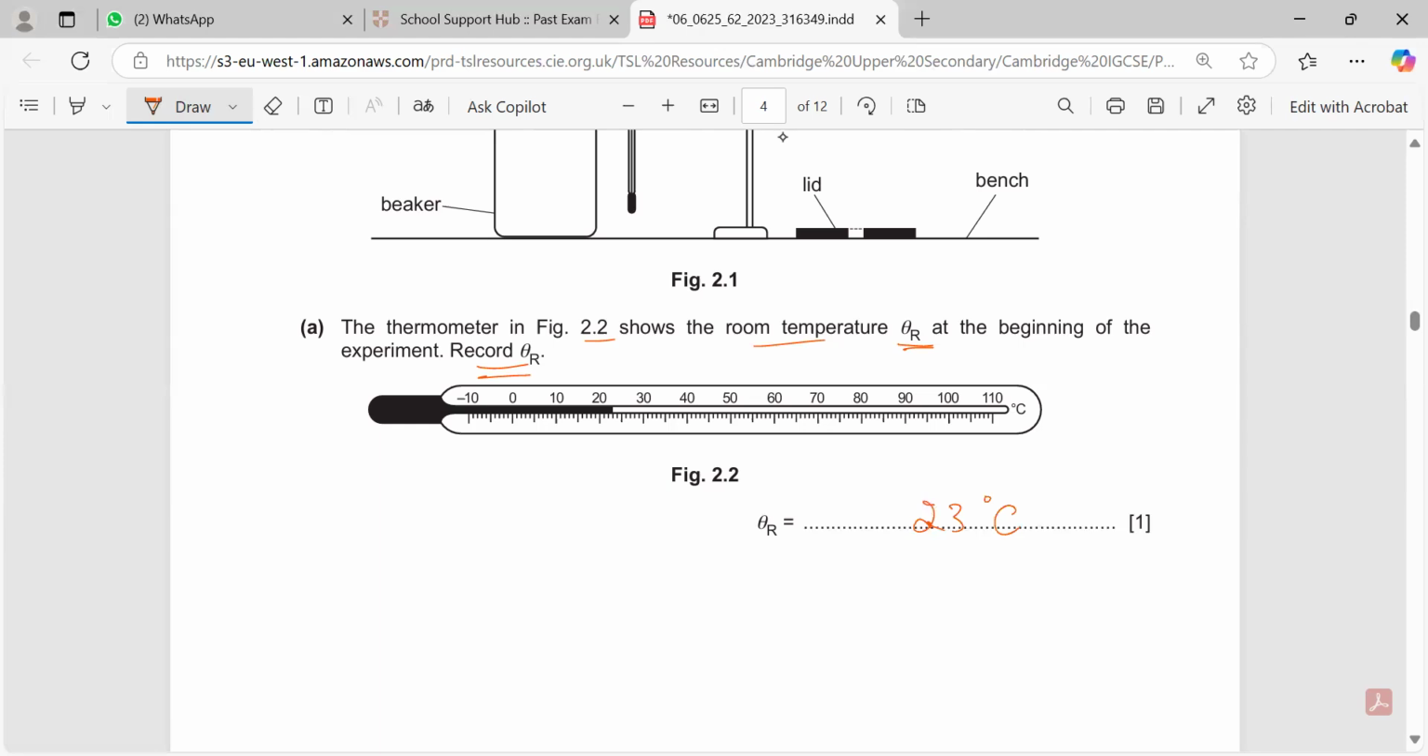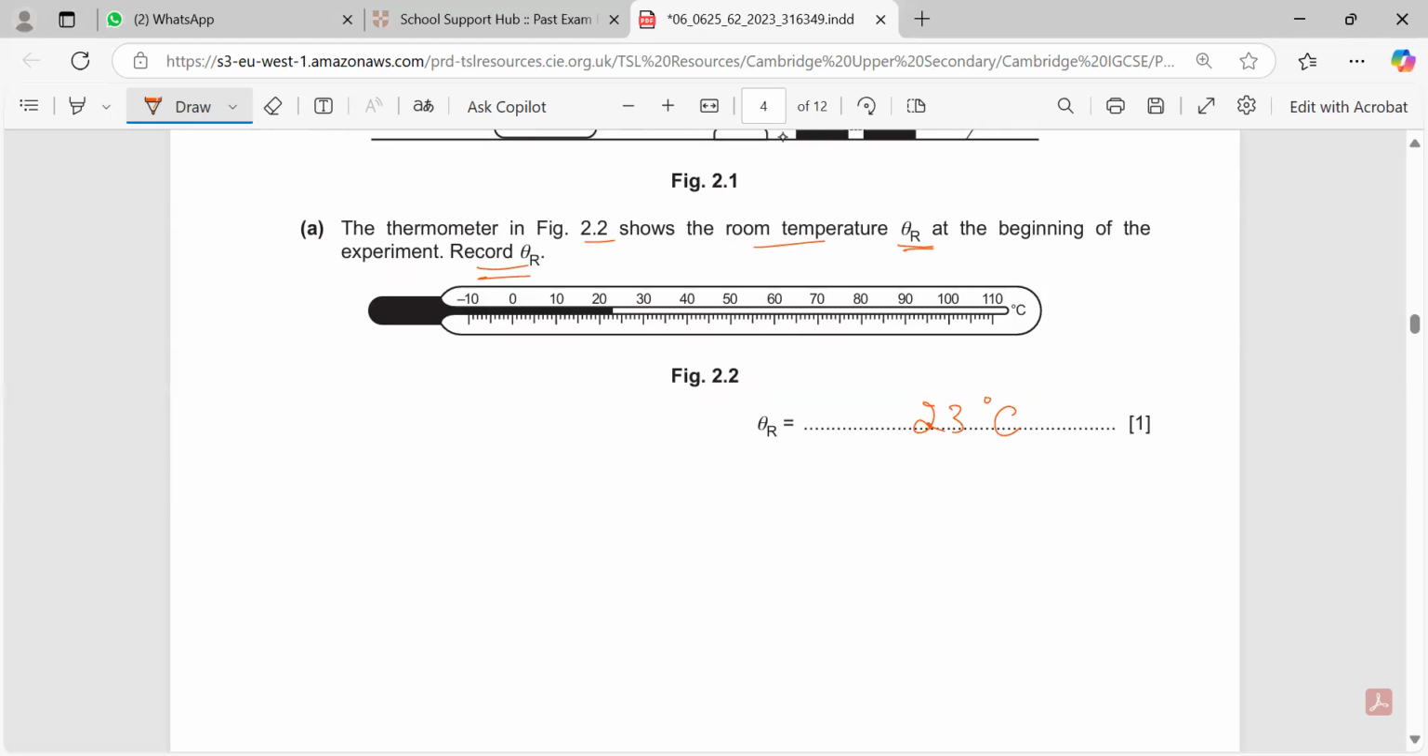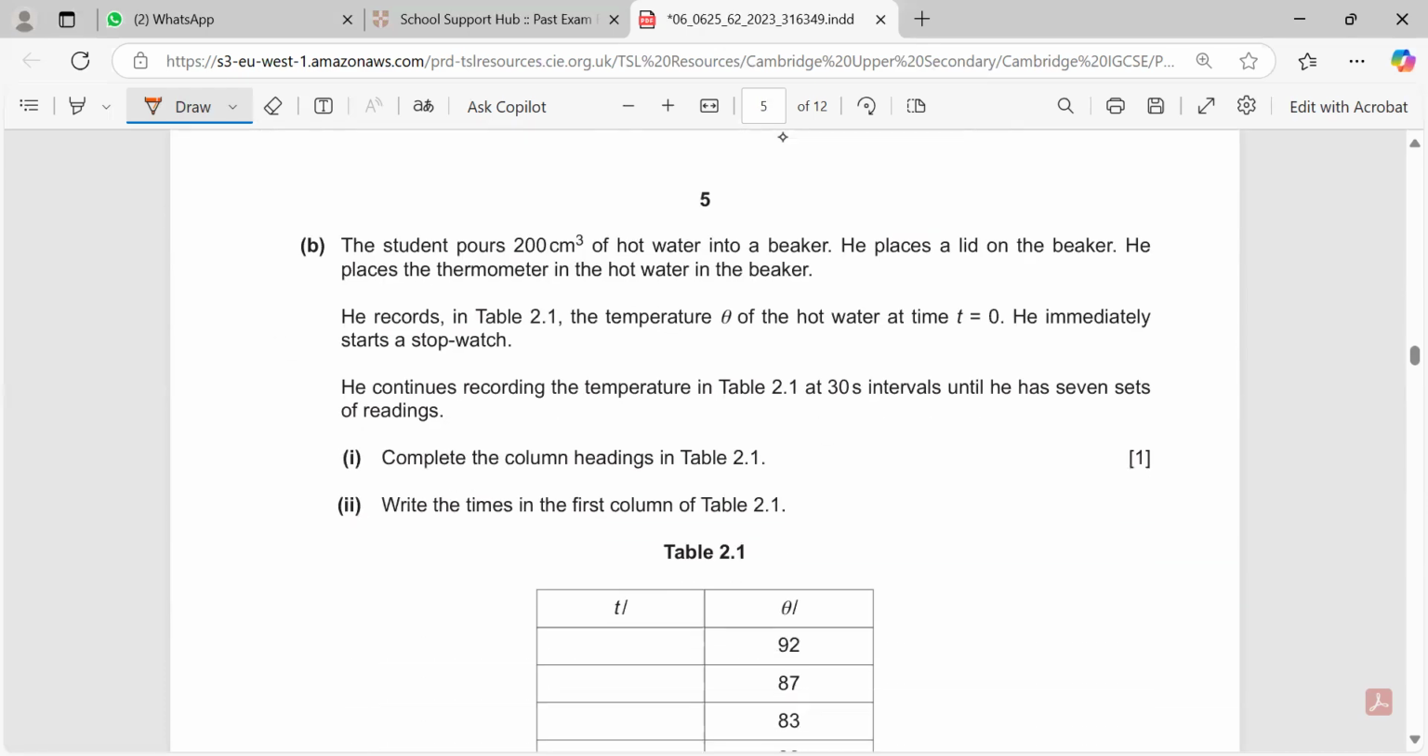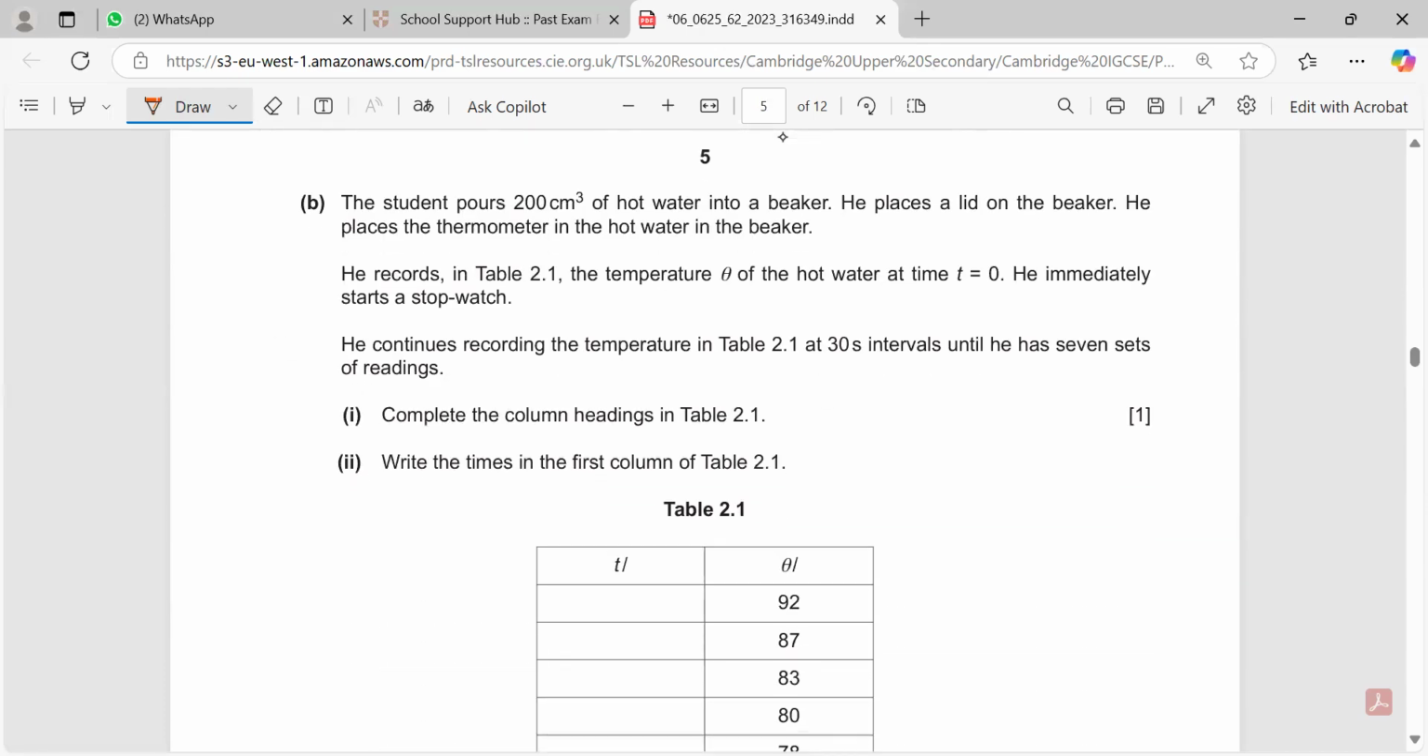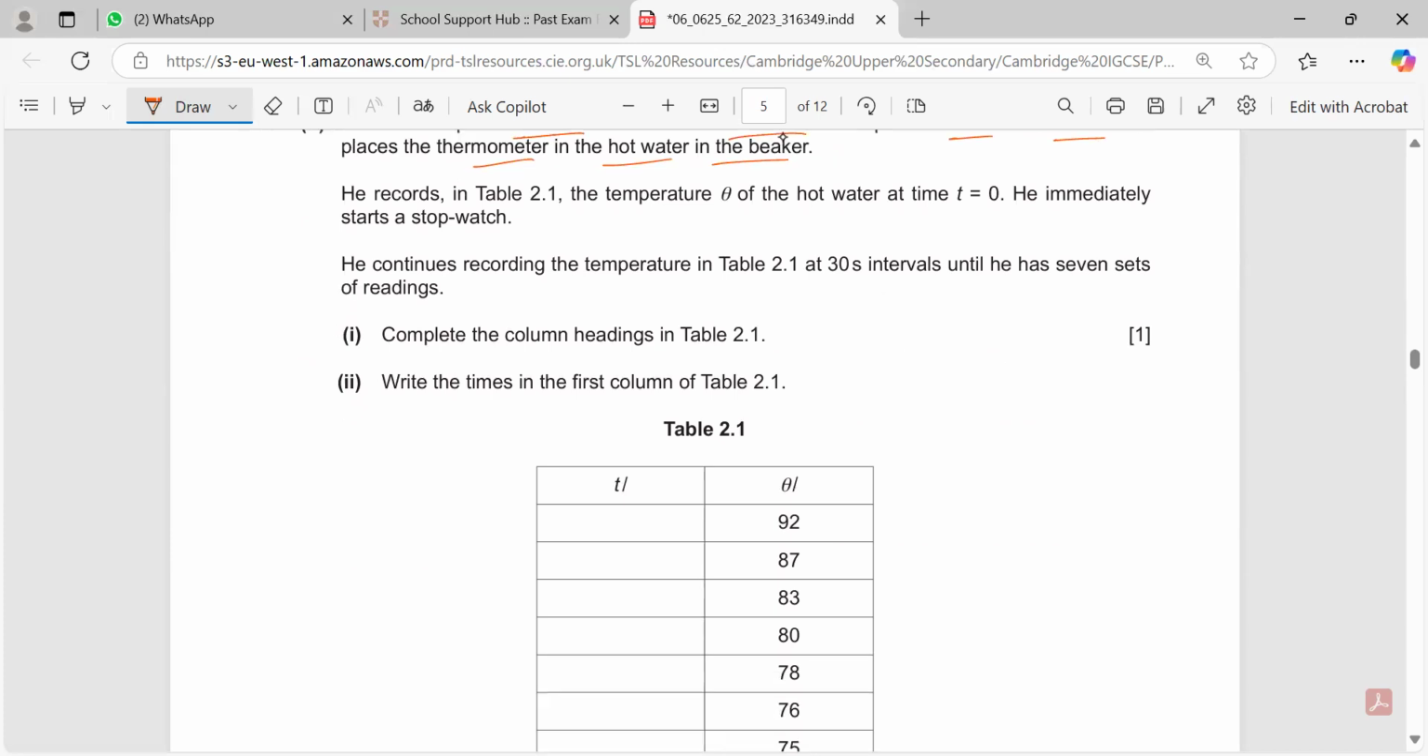If degree Celsius is not written, you are going to get 0 mark, not even 1. Then the student pours 200 centimeter cube of hot water into the beaker. He places a lid on the beaker. He places the thermometer in the hot water in the beaker. Then he records in table 2.1 the temperature theta of the hot water at T is equal to 0. He immediately starts the stopwatch.